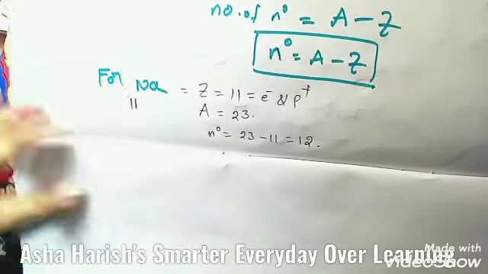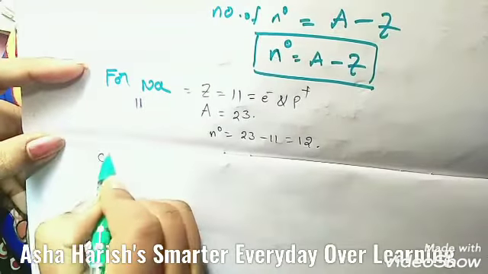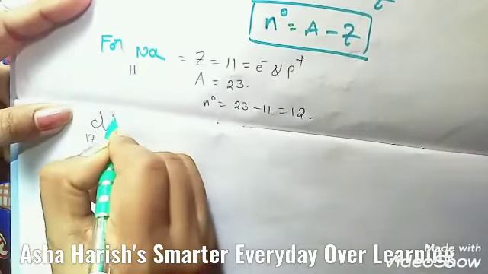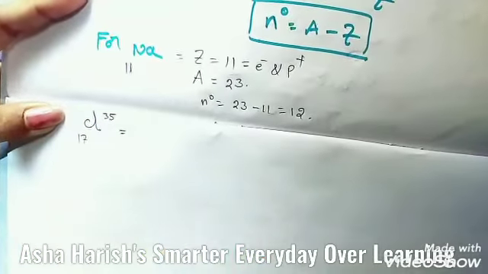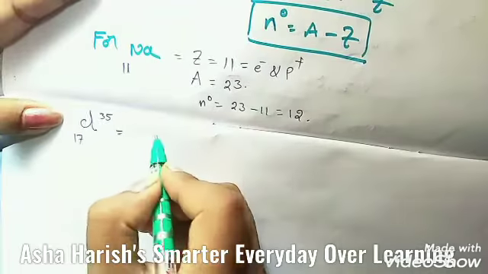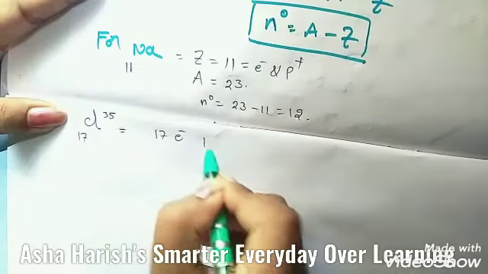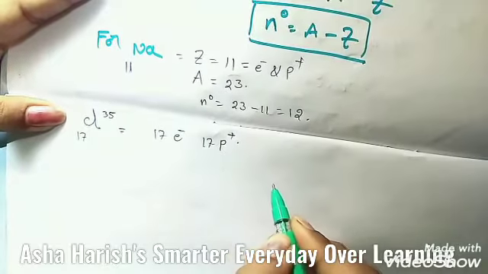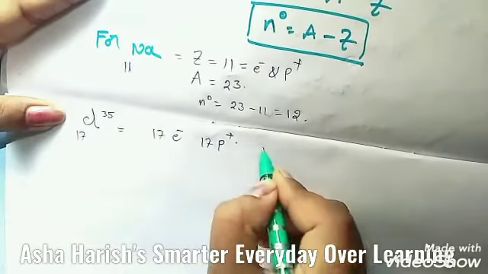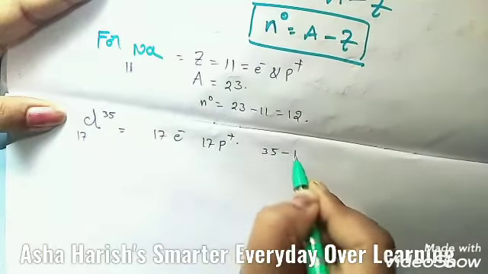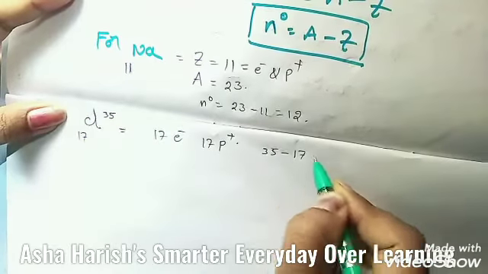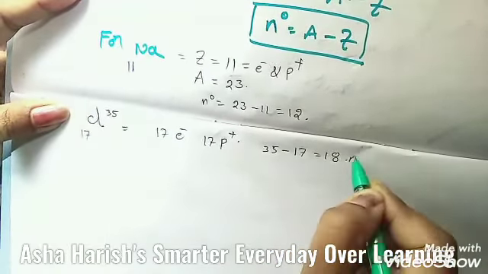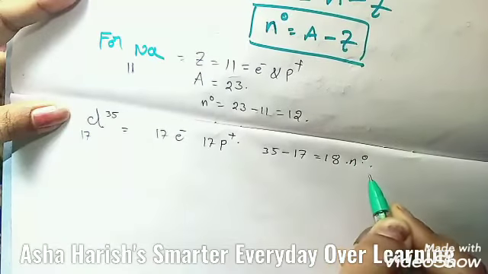And students, if you take another example, that is chlorine, atomic number 17 and mass number 35. It represents that chlorine has 17 electrons as well as 17 protons, students. And if you want to calculate the number of neutrons in the chlorine atom, that is 35 minus 17, that is 18. 18 neutrons are present in the chlorine atom.